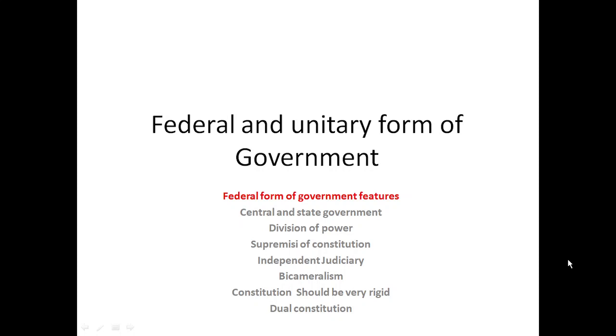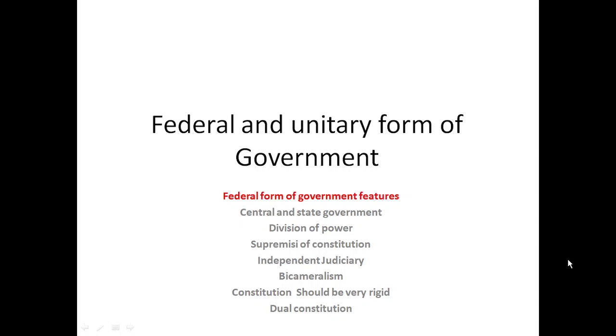Unless we have clarity on this particular point, there will be confusion between what work will be performed by parliament and state legislature, what work will be divided between the center and the state. So this is clear now. Next is the division of power: what will be the role of the state and what will be the role of the central government, their responsibilities, these things.